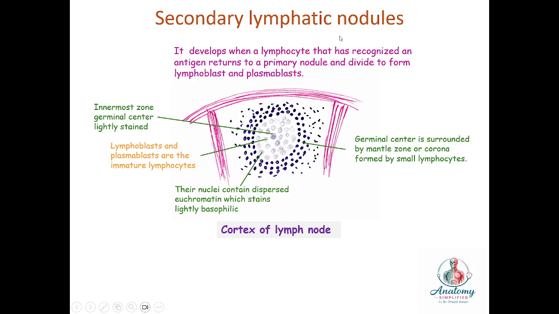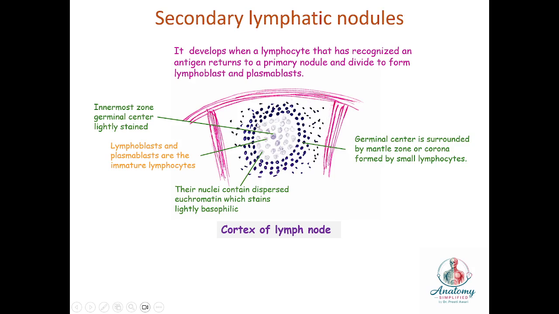Then there is formation of the secondary lymphatic nodule. Now how is it formed? This secondary lymphatic nodule develops when a lymphocyte that has recognized an antigen returns to a primary nodule and divides to form lymphoblasts and plasmablasts. So in this picture you can see in the center the lymphocytes are activated, they have proliferated, they divide, they differentiate and they form plasmablasts and lymphoblasts.